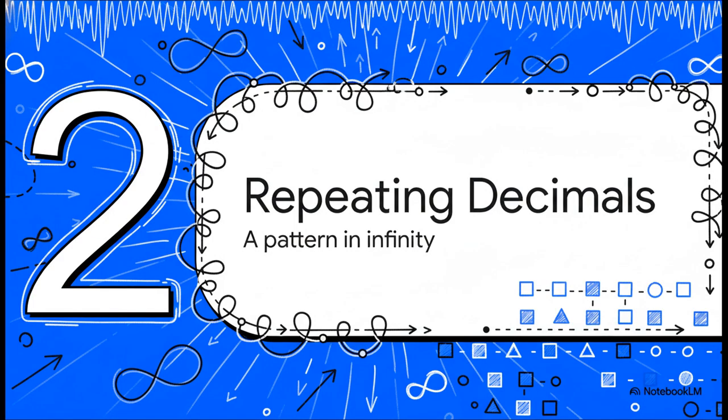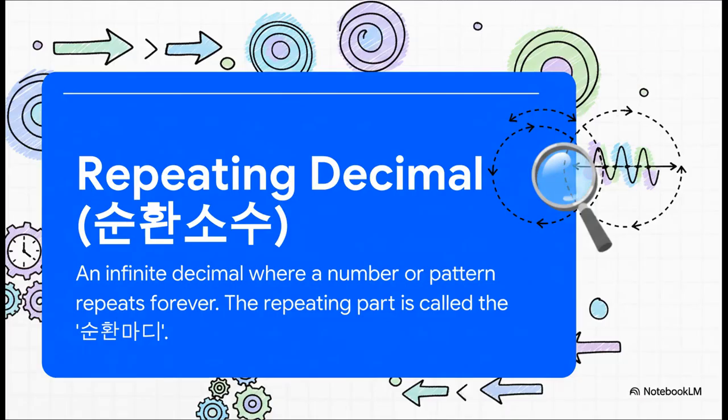So that last one we saw, the 0.666, that's actually a super special kind of infinite decimal. See, it's not just a bunch of random numbers going on forever. It has a pattern. These cool decimals are called repeating decimals, and we're about to get to know them a whole lot better.